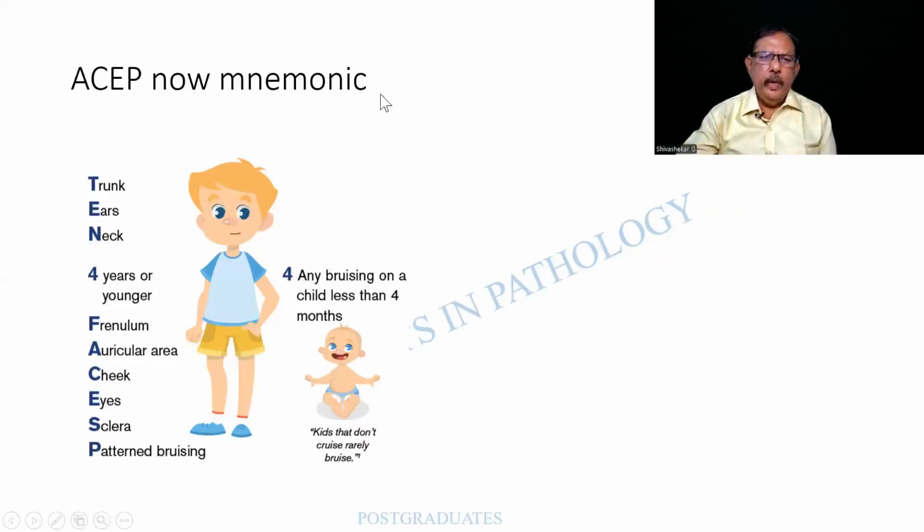As of now, mnemonic. I would like you people to kindly follow this, go through this. So these are the areas, etc. And for a child less than 4 months, it is unlikely that there can be bruising, that is flying from area to area. So this is a code: kids that don't bruise rarely bruise.